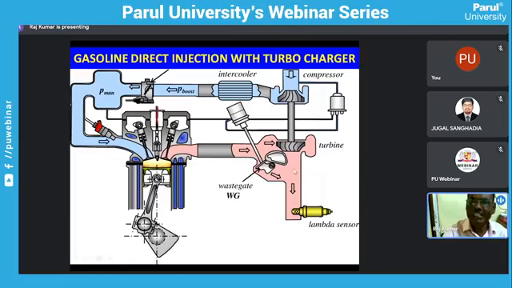Now there are various sensors, such as the lambda sensor, which senses the quantity of oxygen in the exhaust, which will control the air and fuel mixture ratio. We will see this later on.